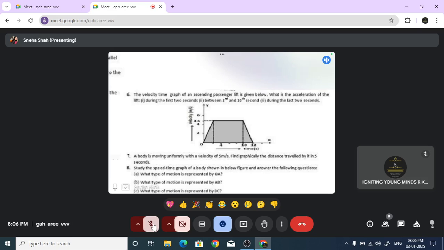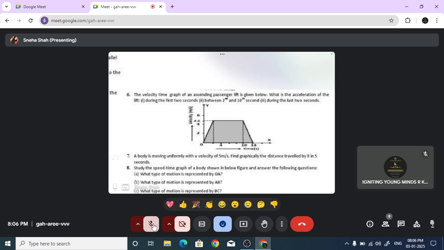Now, between the 2nd second and the 10th second. Understand that the velocity time graph is steady. The line is steady from 2 seconds to 10 seconds, which means it is not increasing its velocity. So acceleration is 0. Understood or not? Yes, ma'am.